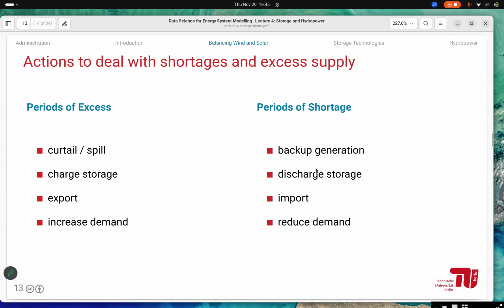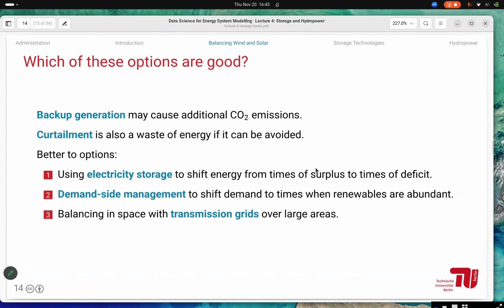So I think we have these cases covered. Then the next question is, we're now clear on what alternatives are available, but which of these options are actually good? If you think about gas power plants or other fossil fuel power plants, then your backup generation may cause additional CO2 emissions, so maybe not. Let's see what other options we have available. Curtailment, well, we want renewable, low carbon electricity. So if we waste it, let's not waste it if we can avoid it.